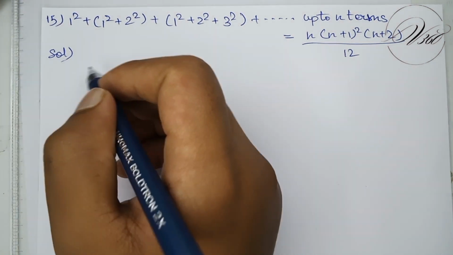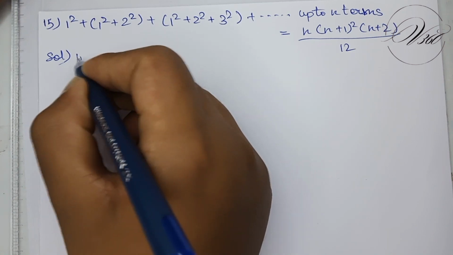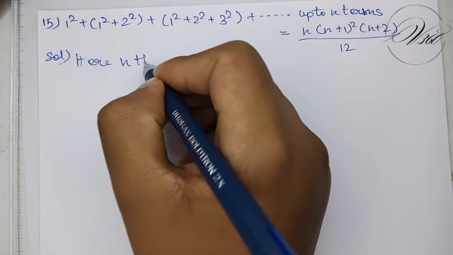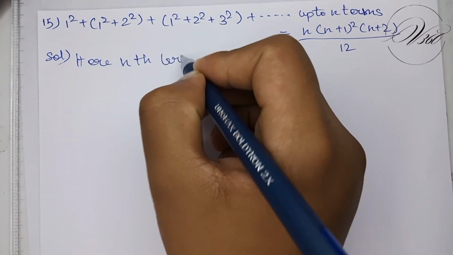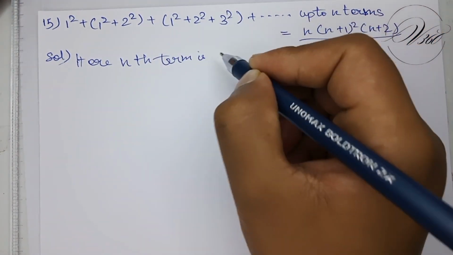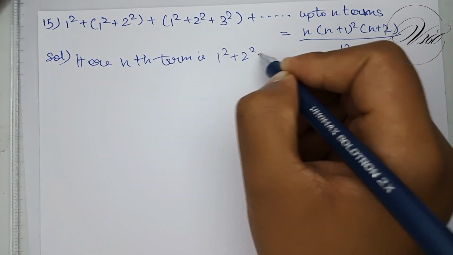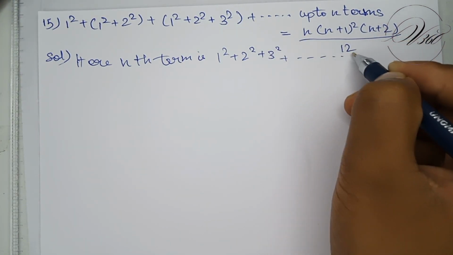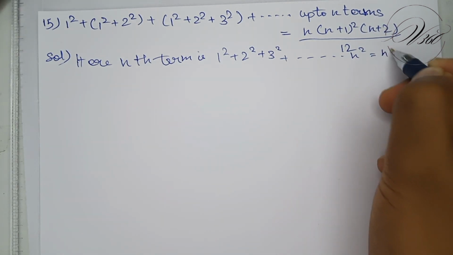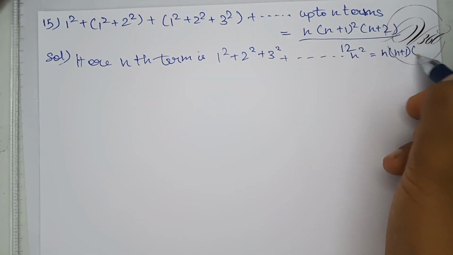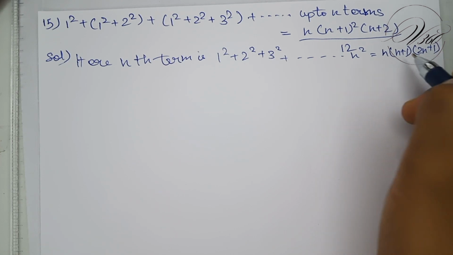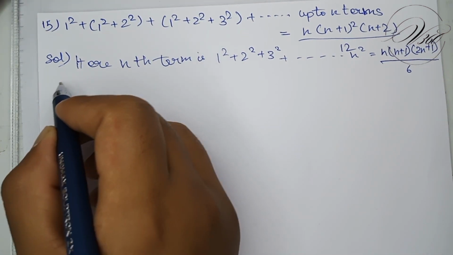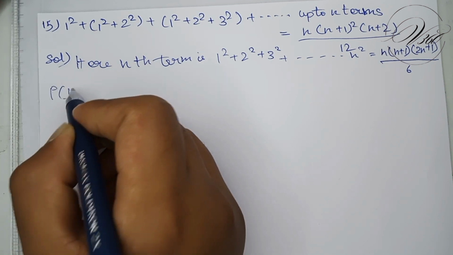Okay, here n is equal n, here the nth term is equal to 1 square plus 2 square plus 3 square plus up to n square, which is equal to n of n plus 1 of 2n plus 1 by 6, which is p of n.